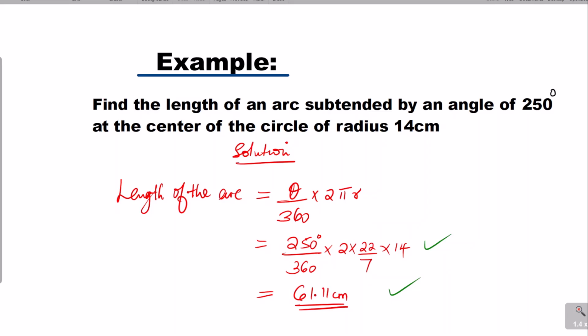Let's look at the example. Find the length of an arc subtended by an angle of 250 degrees at the center of the circle of radius 14 centimeters. Solution: to get the length of the arc, we use this formula, theta, which is the angle at the center, divided by 360 times 2 pi r. Just substitute. The angle is 250 divided by 360 multiplied by 2 pi times 14. That will give 61.11 centimeters. That is how you get the length of an arc of a circle.